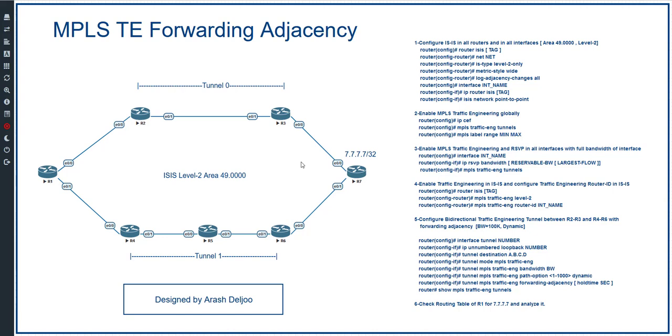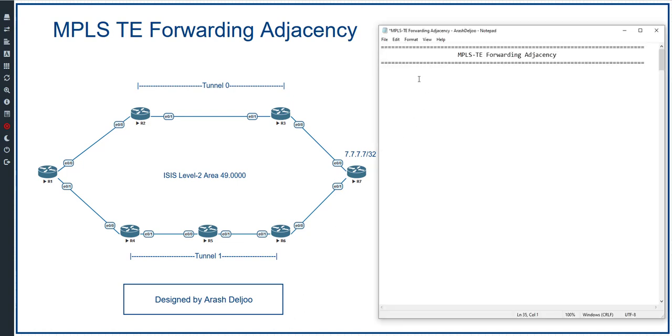MPLS forwarding adjacency. In this video, I am going to talk about another method for forwarding the packets into the TE tunnel, the forwarding adjacency. It's so useful and also so interesting a topic in MPLS traffic engineering. Let me first review the methods that we learned until now for forwarding the packets into the TE tunnel.